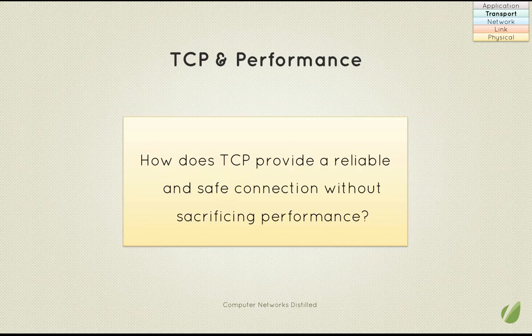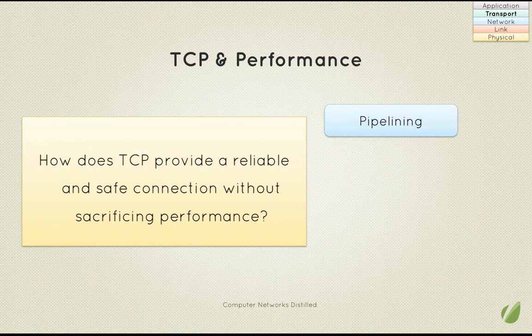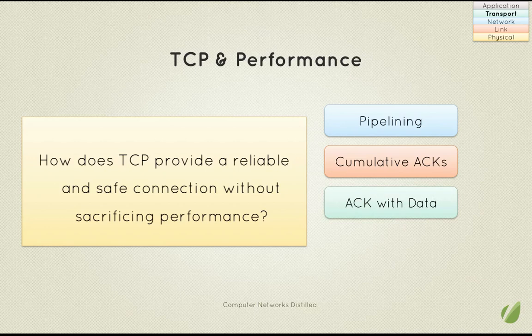The main question we've considered is, how does TCP provide a reliable and safe connection without sacrificing performance? How does it do it all without sacrificing performance? First of all, TCP uses pipelining to increase bandwidth utilization. Secondly, TCP uses cumulative ACKs to help improve the efficiency. Thirdly, TCP allows the data to be on the ACK after the connection setup. Fourthly, the fast recovery and slow start algorithms improve the performance of TCP's congestion control algorithm by reducing the aggressiveness of the congestion control when appropriate, and thereby we increase the throughput.